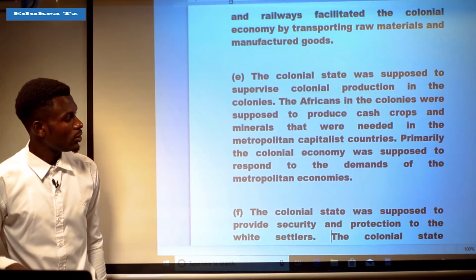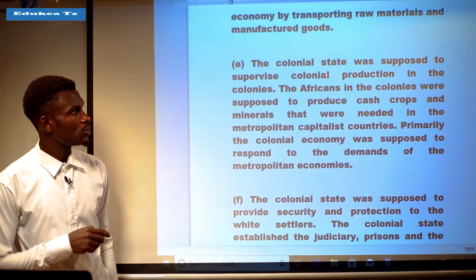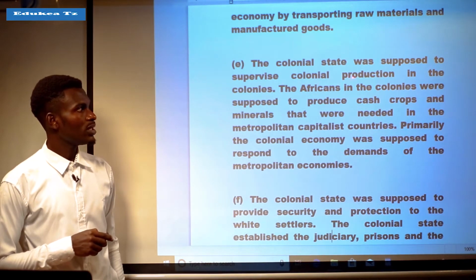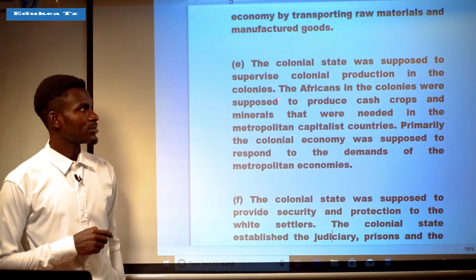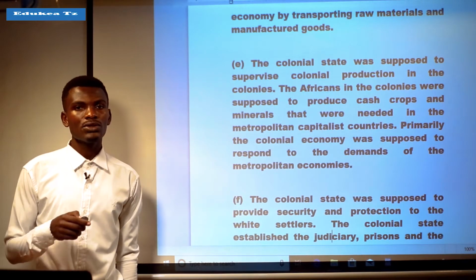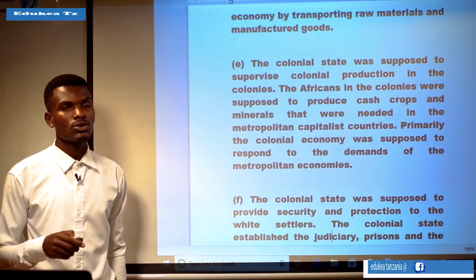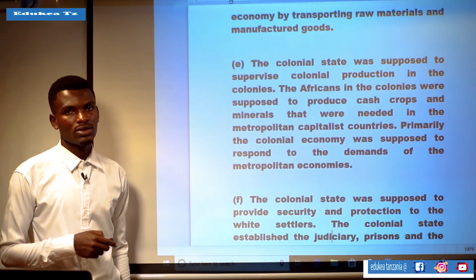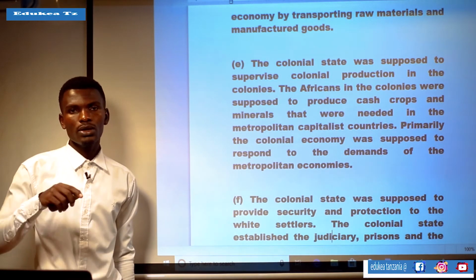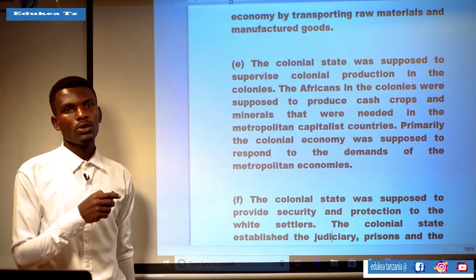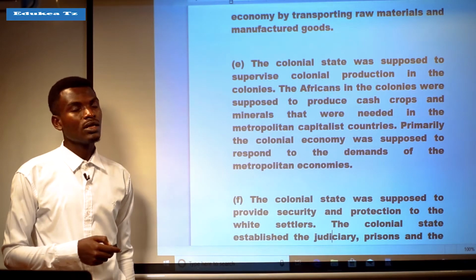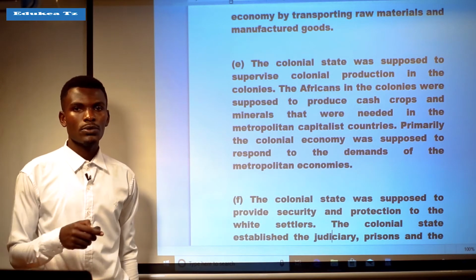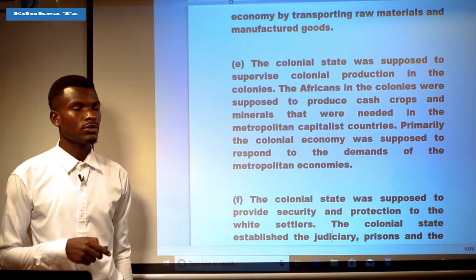And the fifth was that the colonial state was supposed to supervise colonial production in the colonies. It means that the establishment of colonial states was supposed to supervise the colonial production in the colonies. The role of supervision of colonial production was under the colonial states, to supervise all production in the colony.